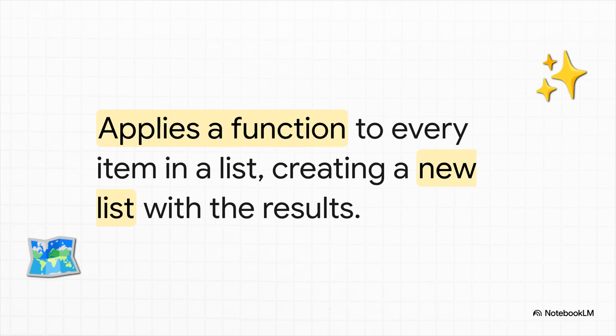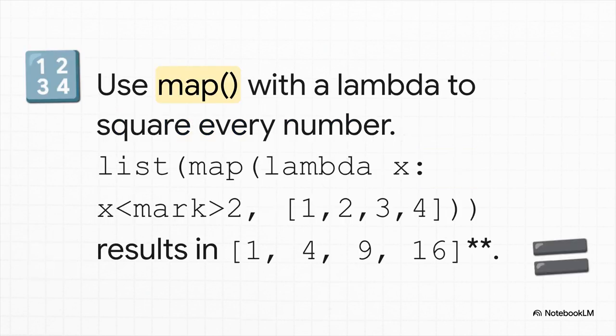First up, map function. Think of map as an assembly line. You give it a tool, which is a function, and a conveyor belt of items, which is your list. Map's job is to take your tool and apply it to every single item on that belt. Here's a classic example. We want to square every number in a list. Instead of writing a whole def square number function we'll only use here, we just pass map a super simple lambda. Lambda x, x to the second. That's our tool.